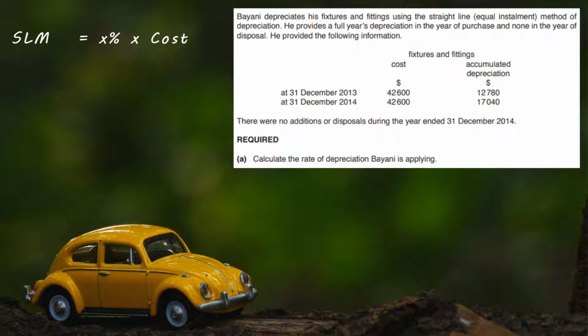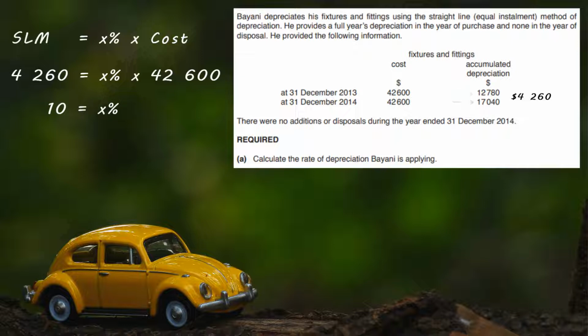And we also can figure out the depreciation charge for the year. Now, the depreciation charge for the year would be the difference from last year to this year. The difference is 4,260. So that tells us compared to last year's accumulated depreciation, it has increased by 4,260, which means this year's depreciation must be 4,260. So we just figure that out and put it in. Now all you have to do is figure out the rate. That means finding X. So your X should be 10%. Yep, that's it. This question is done.